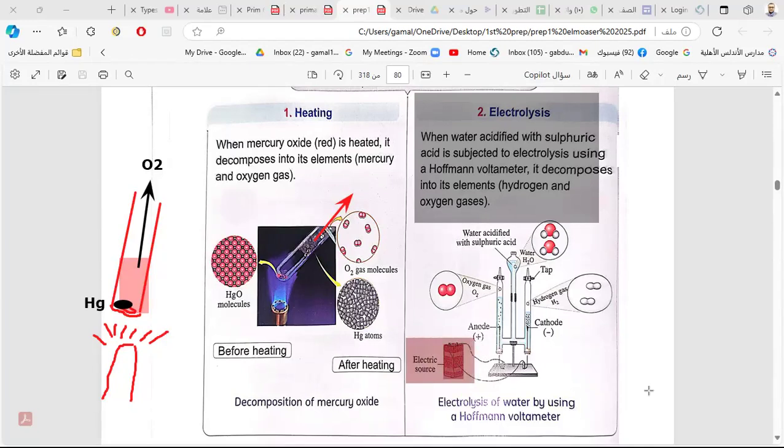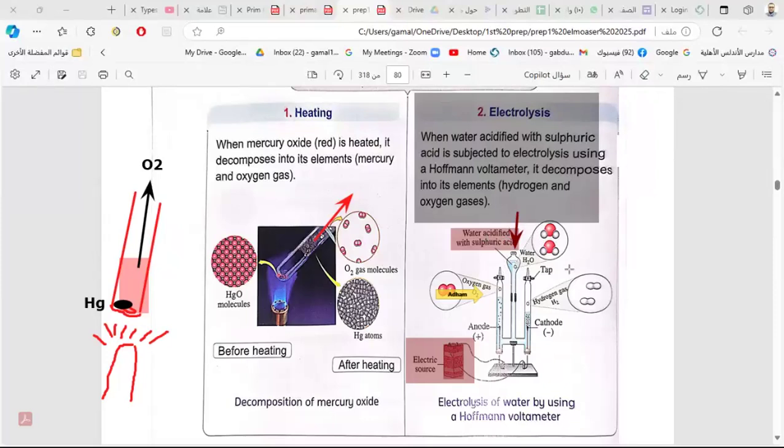Yes. And we have a device here like the letter H. It has three tubes. In this apparatus, we put some water and we add some sulfuric acid. We put water acidified with sulfuric acid. We put water here and we add a little amount of sulfuric acid, some drops.